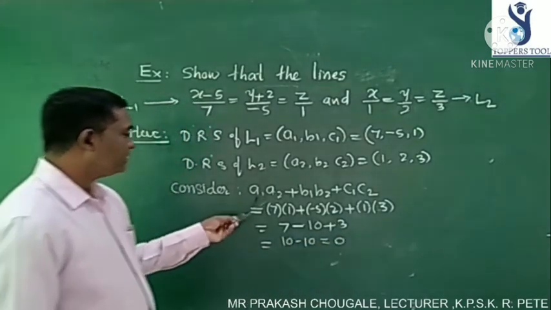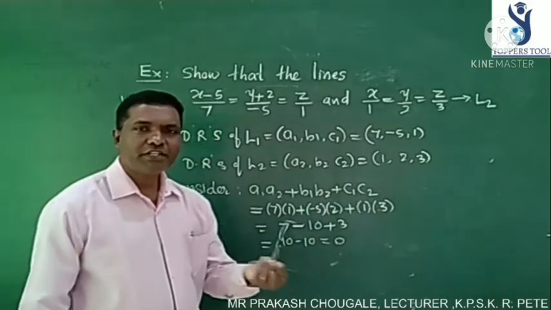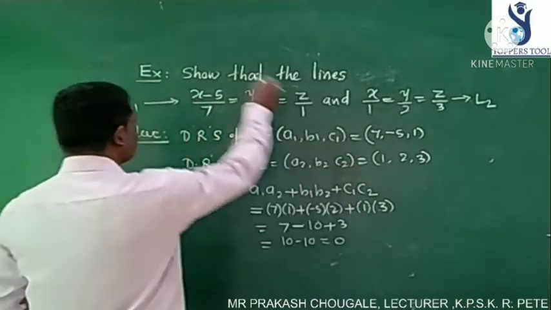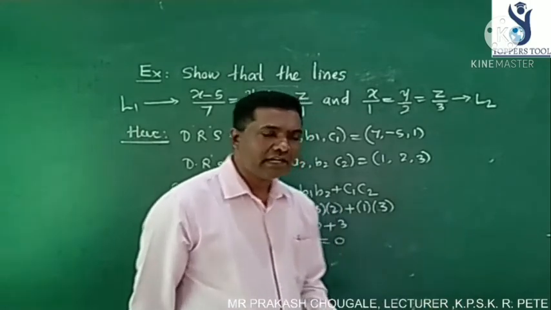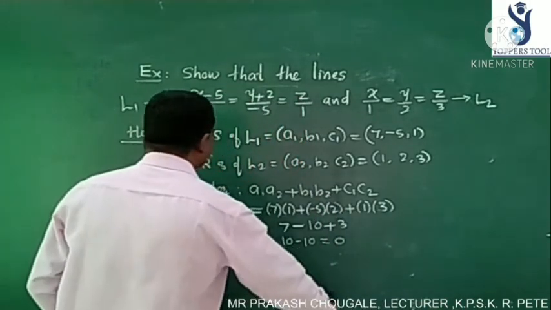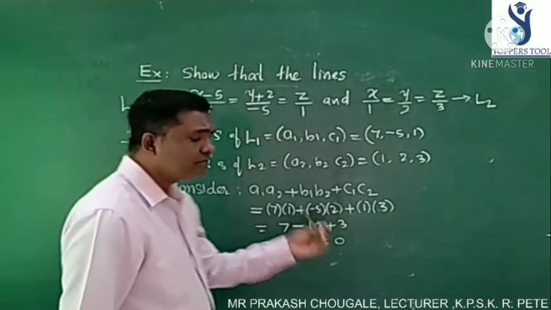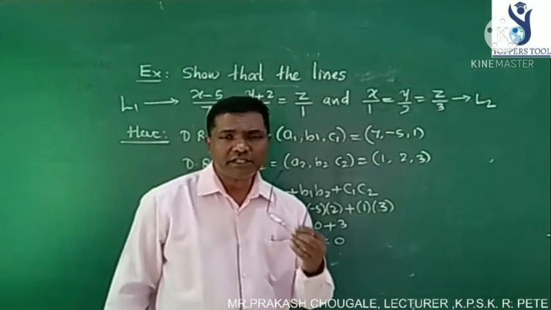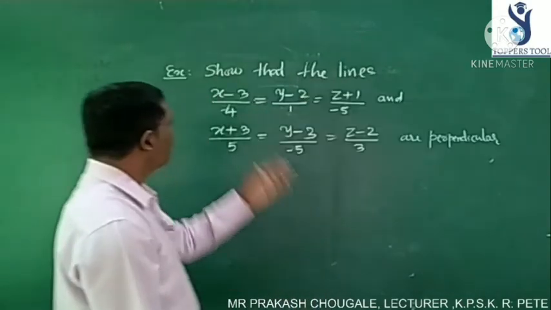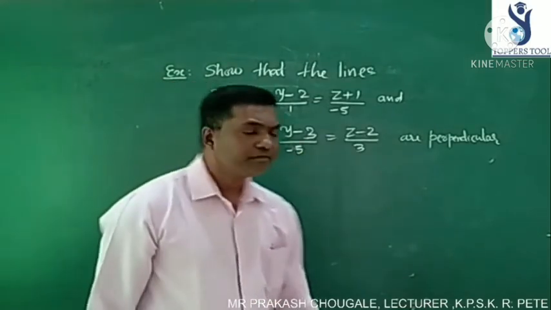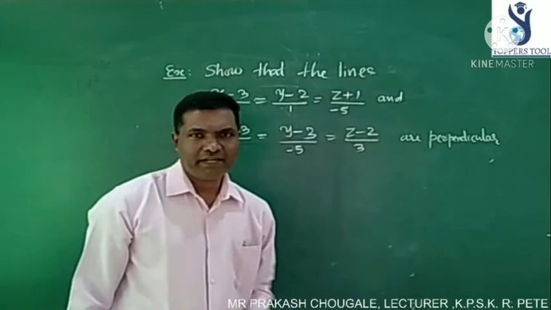So this is 0. So what is your conclusion? This implies you can write the given two lines are perpendicular. So in this way you have to use the condition of perpendicularity to check whether two lines are perpendicular or not. Here is one more example. Show that the lines this and this are perpendicular.